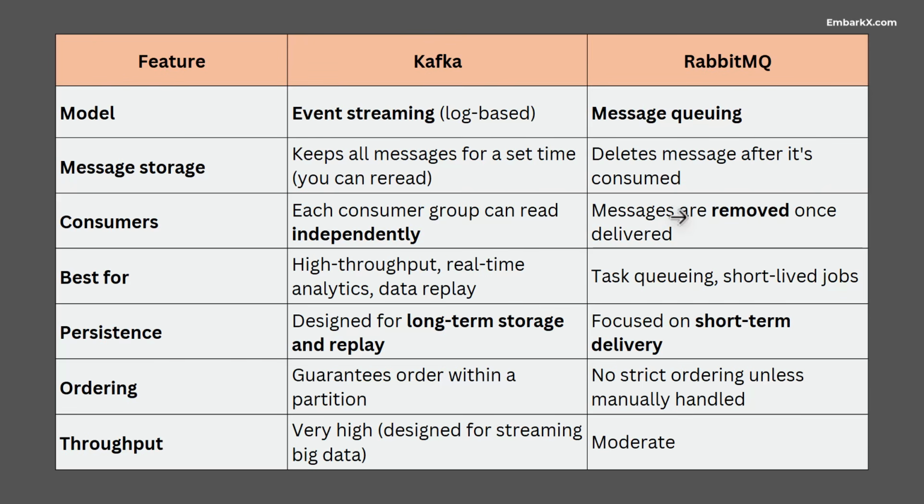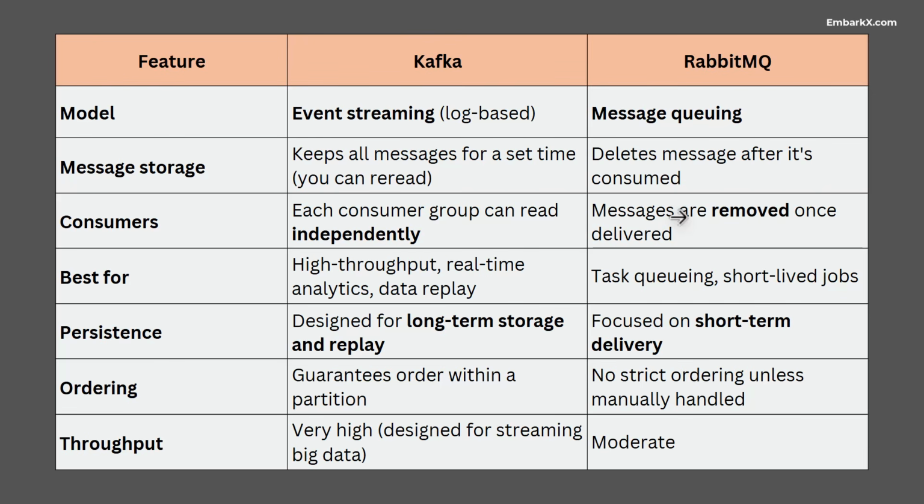Then talking about message storage, Kafka will keep all the messages for a set time, and you can read those messages. RabbitMQ will delete the message after it's consumed, so it won't store the message. Consumers: in Kafka, there is a concept of consumer groups wherein you can group the consumers together. There is also a scenario wherein consumers are not part of a group, so they can read the messages independently. But in RabbitMQ, messages are removed once delivered.